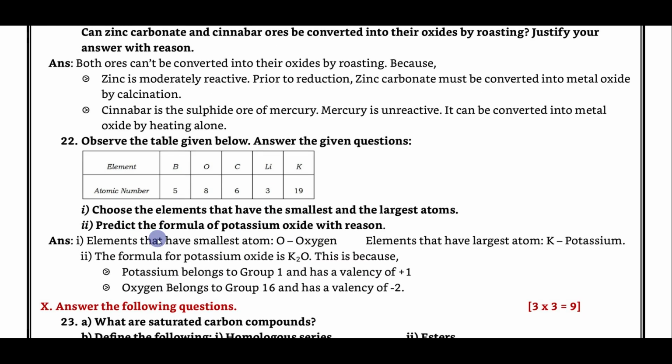Observe the table given below: element B has atomic number 5, O is 8, carbon is 6, lithium 3, potassium 19. Choose the element that has the smallest and largest atom. The element that has the smallest atom is oxygen, and the element that has the largest atom is potassium.